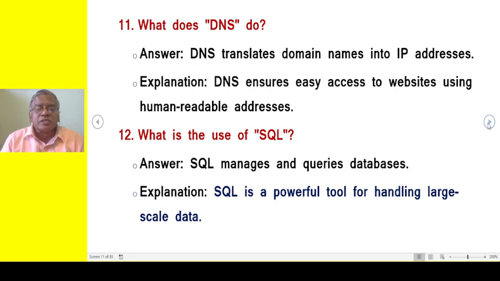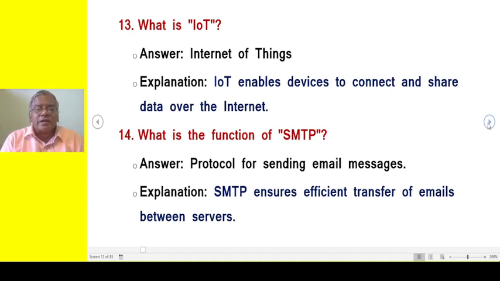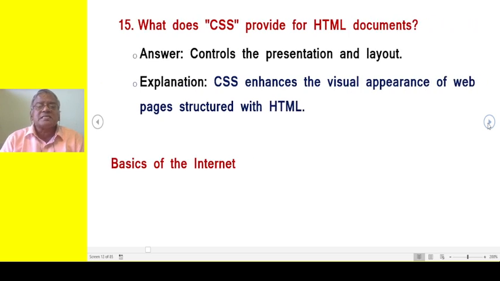What is the use of SQL? SQL manages and queries databases. SQL is a powerful tool for handling large-scale data. What is IoT? Internet of Things. IoT enables devices to connect and share data over the internet. What is the function of SMTP? SMTP is a protocol for sending email messages. SMTP ensures efficient transfer of emails between servers. What does CSS provide for HTML documents? This is CSS, Cascading Style Sheets.